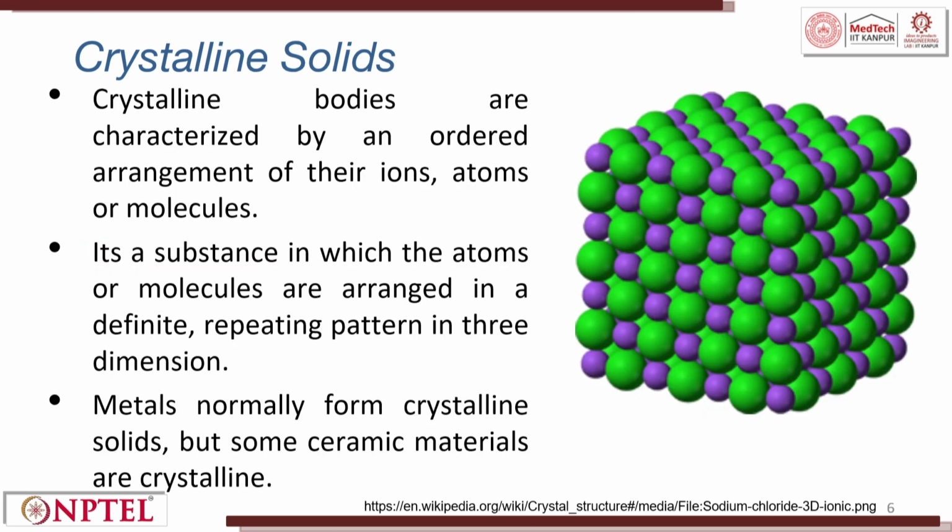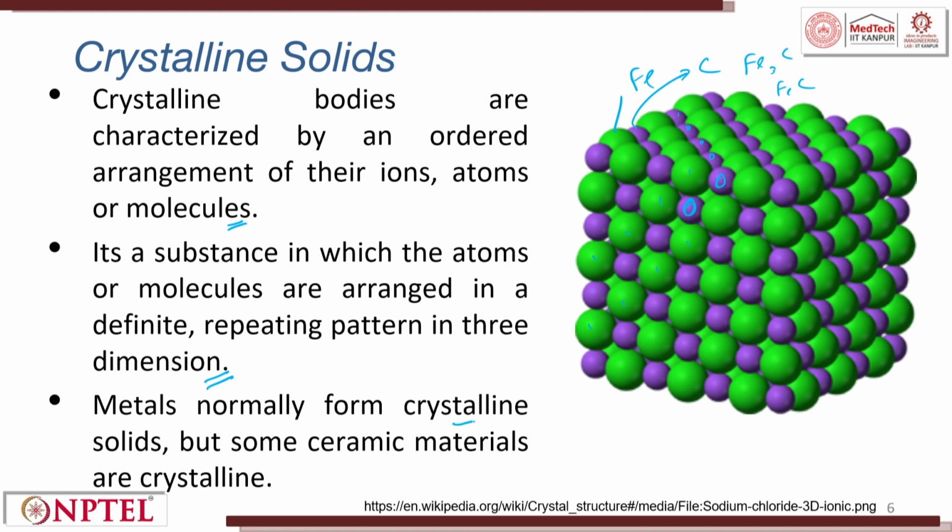Crystalline solids are characterized by the ordered arrangement of their ions, atoms and molecules. Here you see the green ones are orderly arranged, and you can see these violet atoms. These are nothing but diffused atoms between the basic atoms. Like this can be iron, all greens can be iron, all violet can be carbon. So, if it forms Fe3C or FeC. So, it is a substance in which the atoms or molecules are arranged in a definite repeating pattern in 3 dimensions.